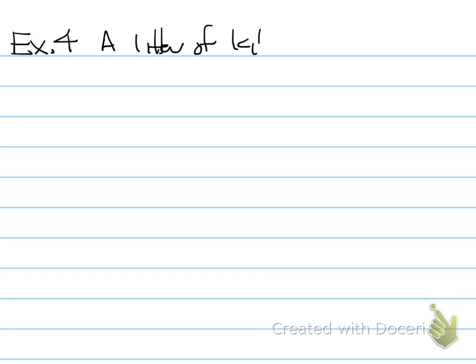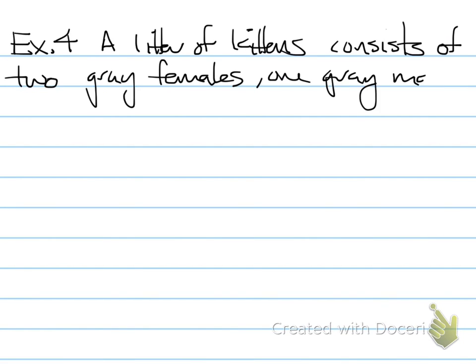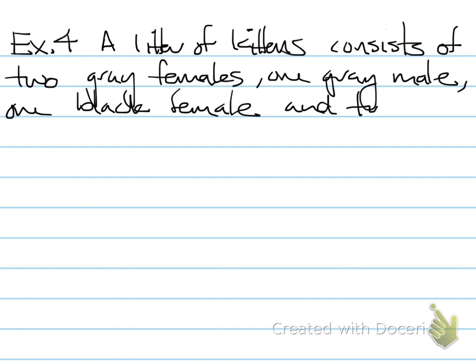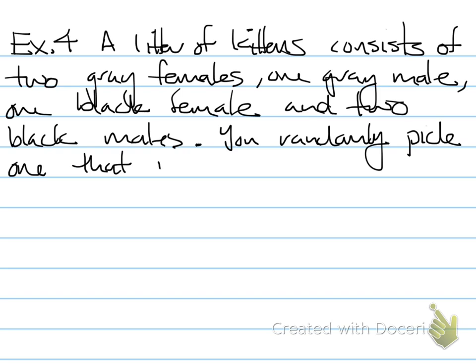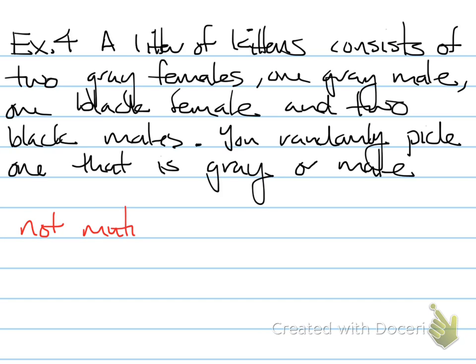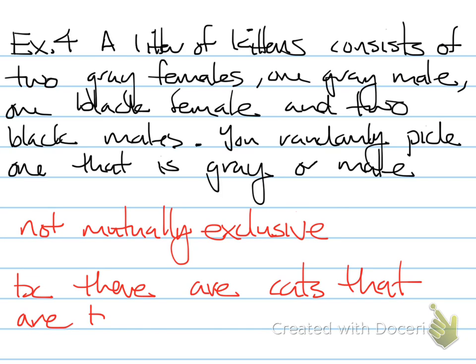And the last example says a litter of kittens consists of 2 gray females, 1 gray male, 1 black female and 2 black males. You randomly pick one that is gray or male. All right, so these are not mutually exclusive because there are cats that are both gray and male.